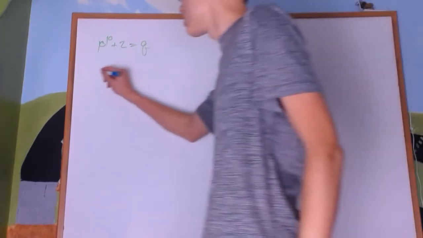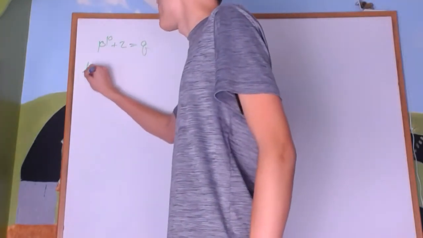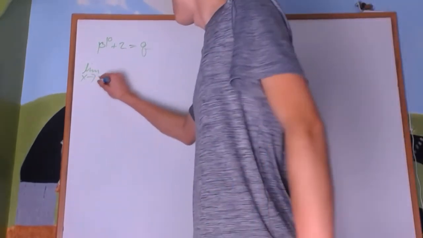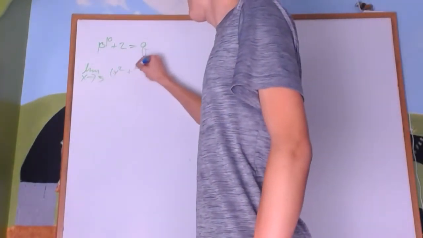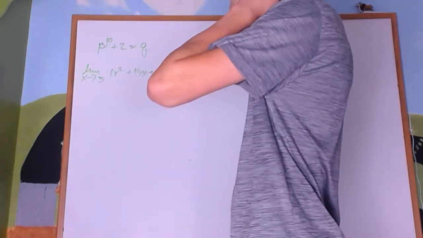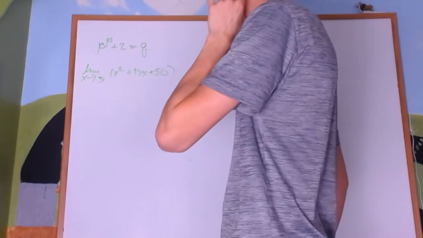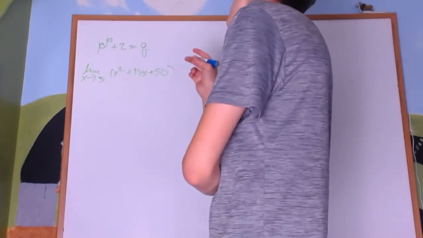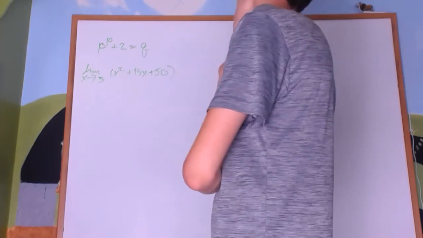So the limit as x approaches 5 of x squared plus 15x plus 50. Obviously, if you just plug it in, it'd be 25 plus 75, which is 150.